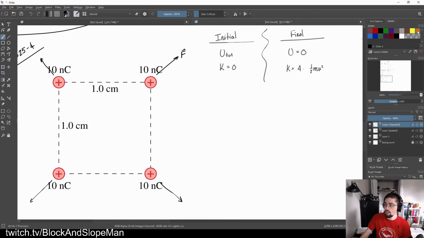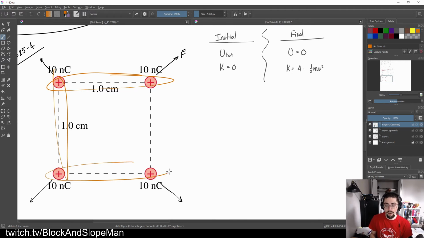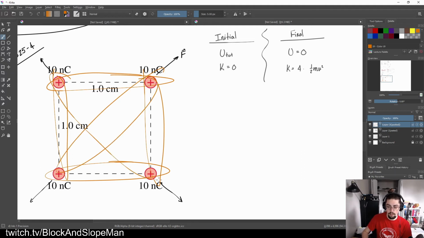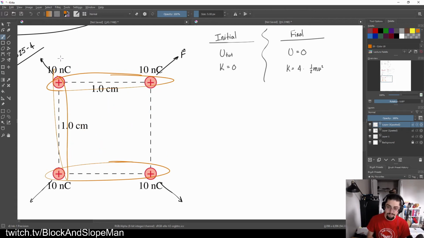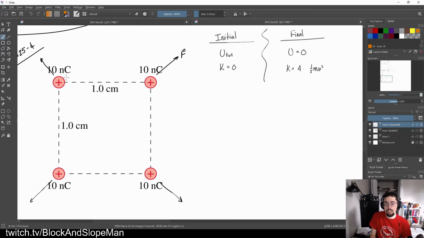And so what I'm going to do is first highlight all of my pairs. I've got this one and this pair, and that was not a good pair, and this one and this one. And then I've got this one and this one. And that's a mess to look at. So you know it's a little bit easier than that? Let me look at these top 2. 10 nanocoulombs, 10 nanocoulombs, separated by 1 centimeter. Do I see that anywhere else in this picture?